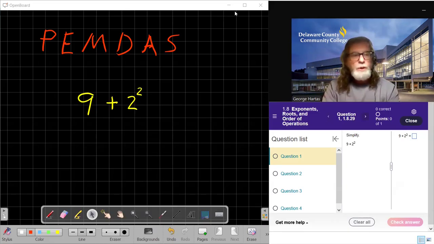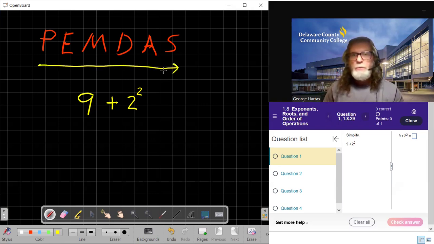Okay, so for question 1 here, they're saying to simplify this. So we have 9 plus 2 to the second power, or just 9 plus 2 squared. So for the order of operations, we have to come up here and look to see which do we have to do first. We go from left to right, highest priority to lowest priority. Do we have any parentheses? And the answer is no. Then we go to the next item, which is exponents. Do we have exponents? Yes, we do. So we have to take care of this first.